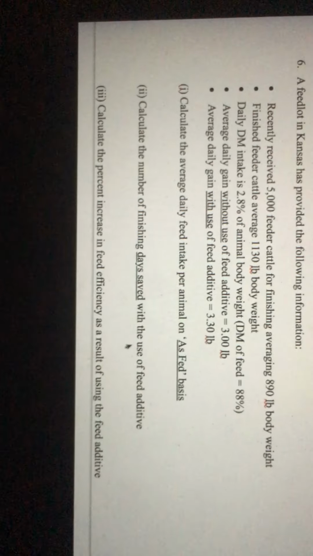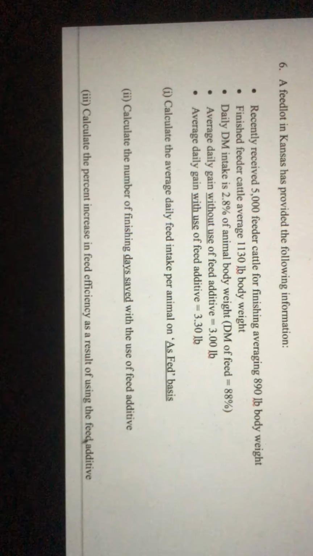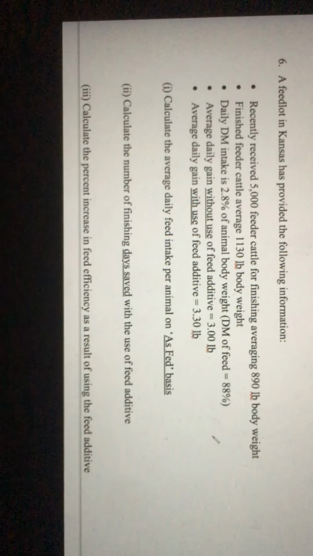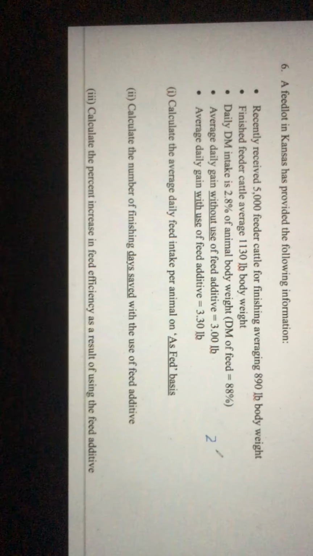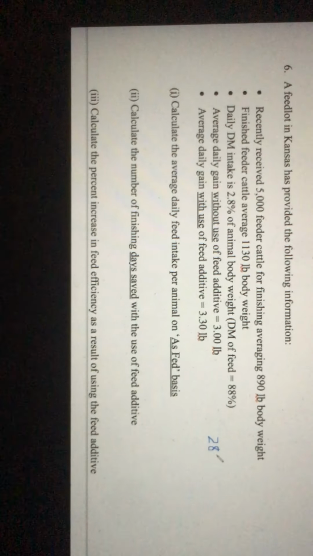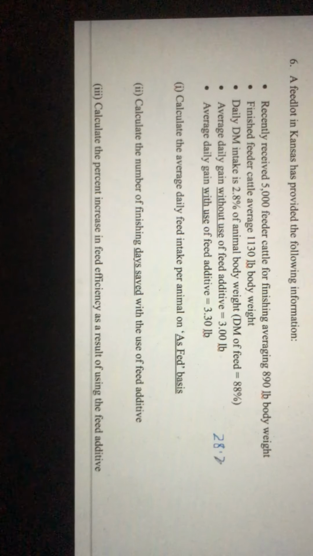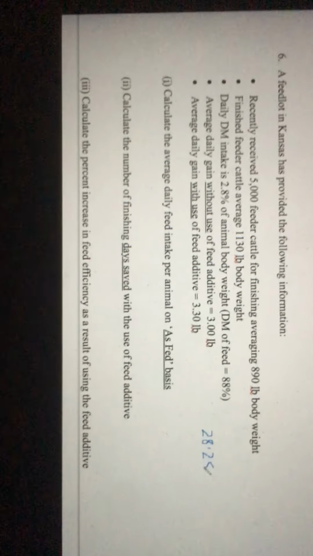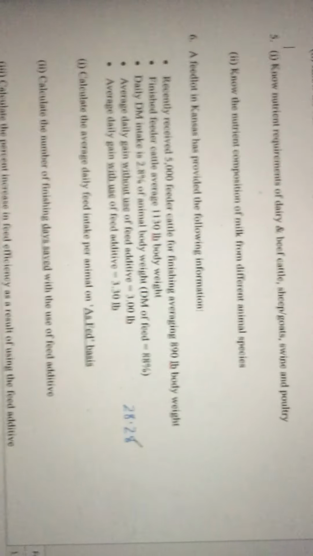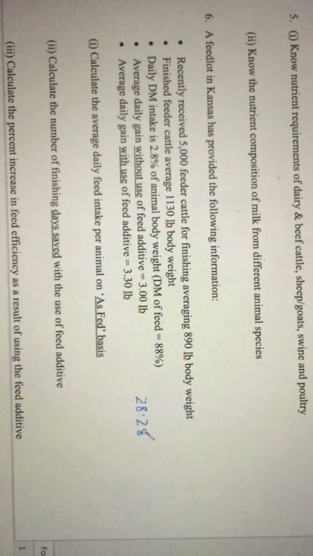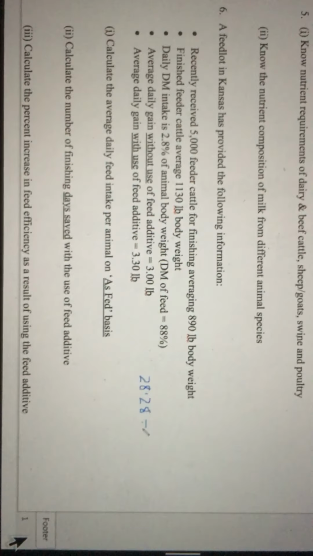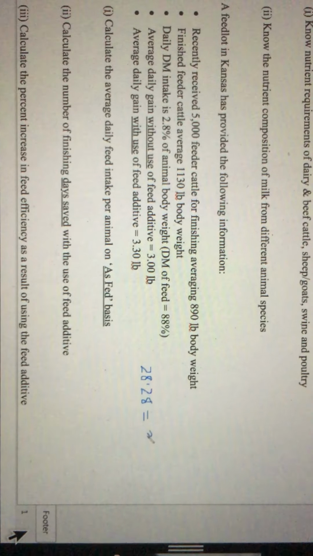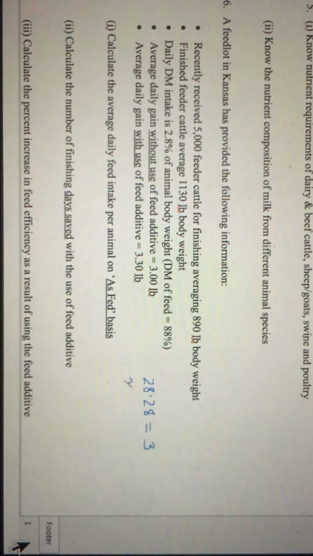The final one is: calculate the percentage increase in feed efficiency as a result of using the feed additive. We saw that the feed intake was 28.28, right? This is one example where I didn't vary the feed intake, because the change was not so significant, so I didn't even factor it in here. So this is what the animals are eating to gain 3 pounds. Same amount of feed, I did not qualify it.